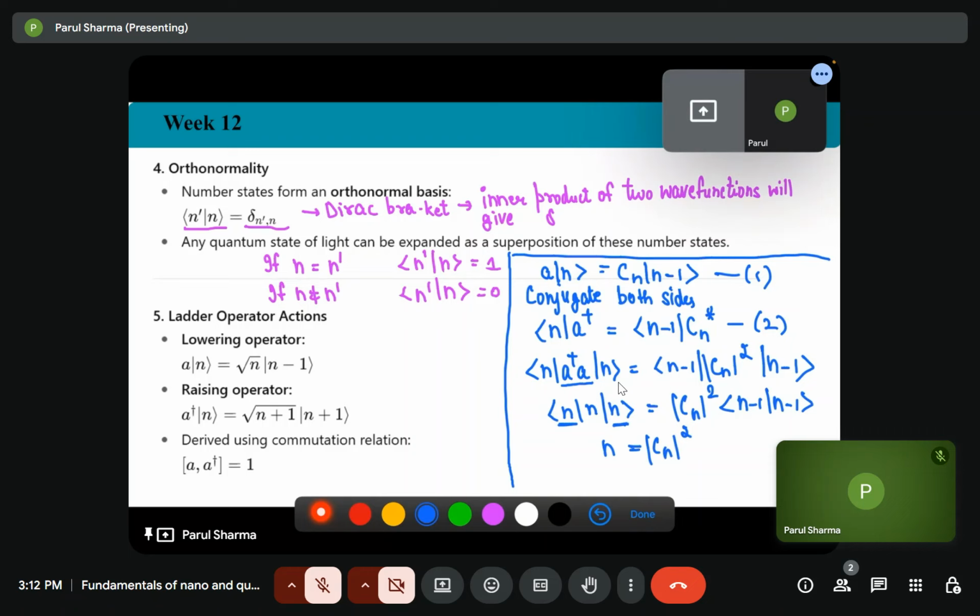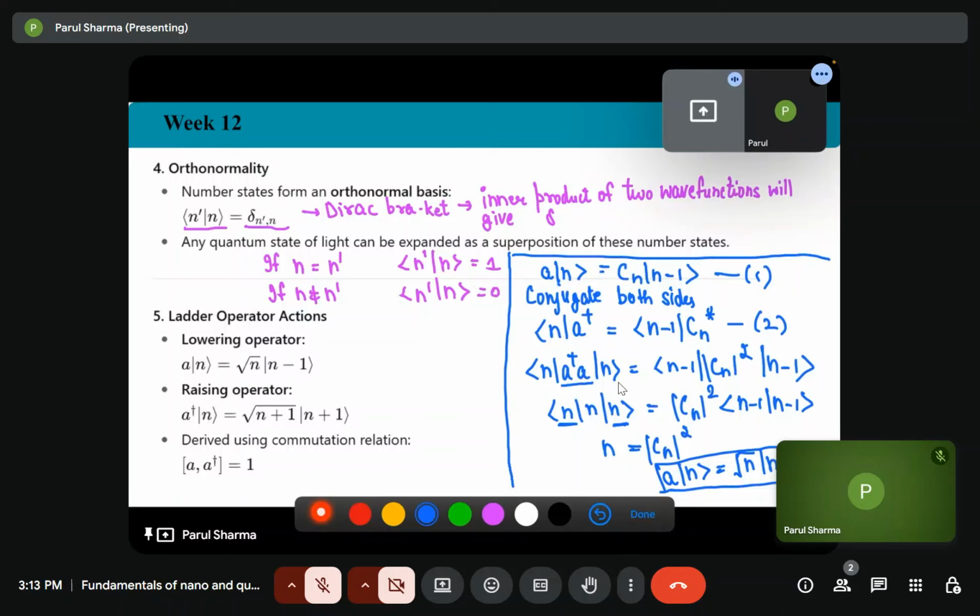Now we can write A operating on |n> gives under root of n times |n minus 1>. So when the annihilation operator acts on the number state n, it will give us the coefficient root n, and we will go into one state down, n minus 1.